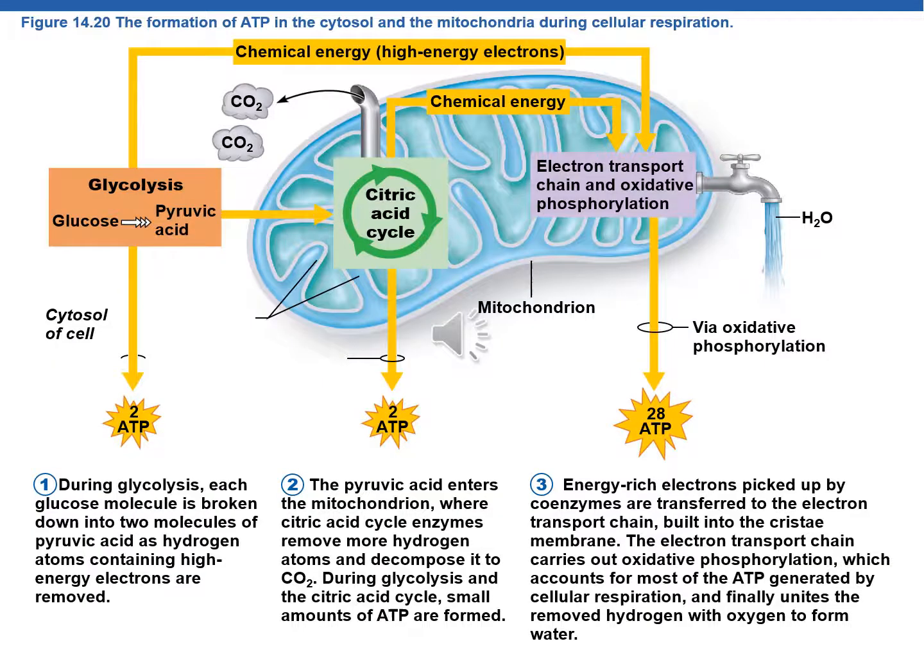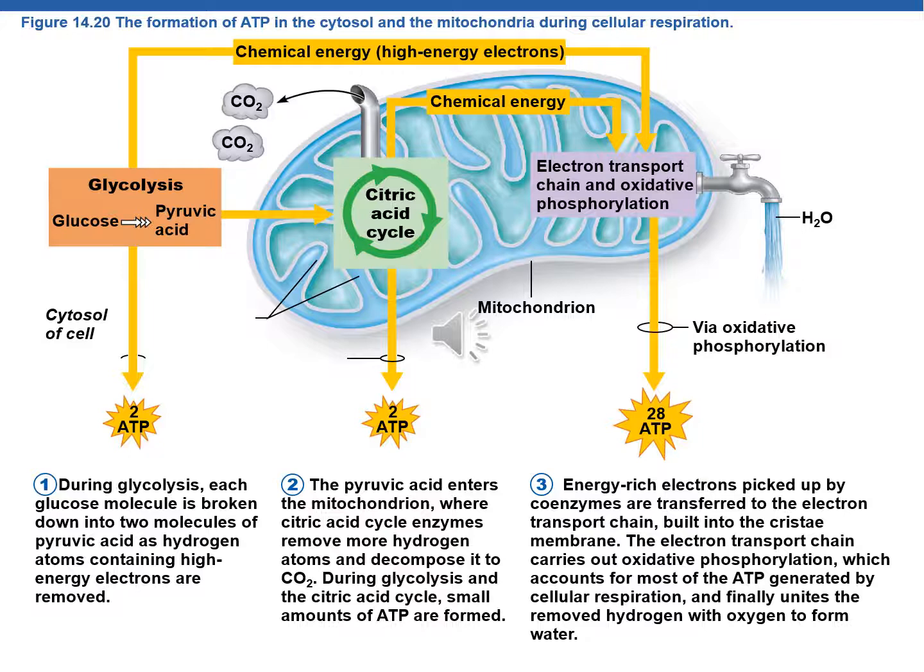A nice summary of all three. We have the glycolysis occurring first out in the cytosol of the cell, where a glucose molecule is broken down to 2 pyruvic acids and 2 ATP. And then the pyruvic acids move into the mitochondria. We have the citric acid cycle occur first in the mitochondria, and it produces 2 ATP. And that's followed up by the electron transport chain and oxidative phosphorylation, and this produces around 28 ATP.